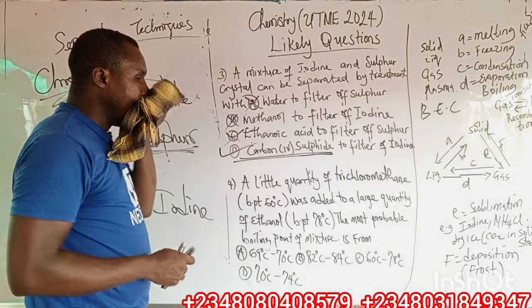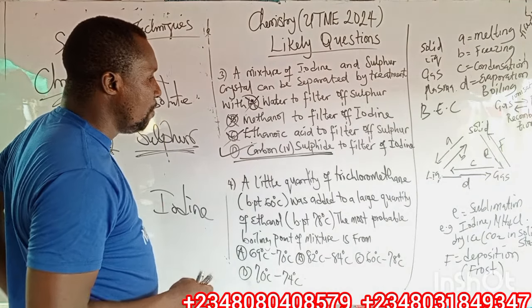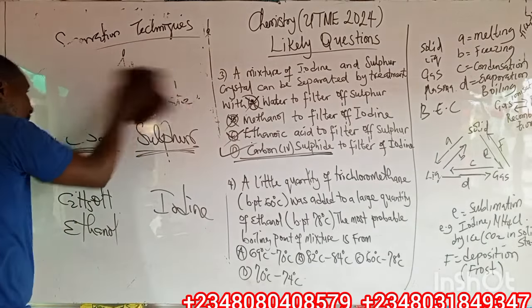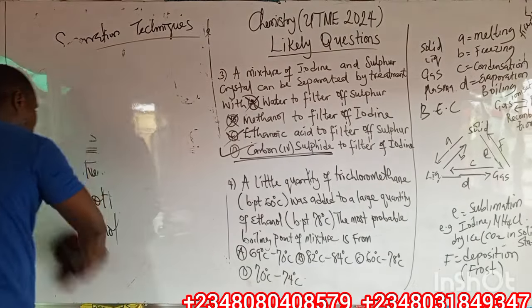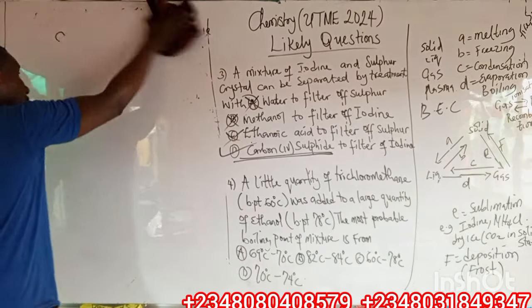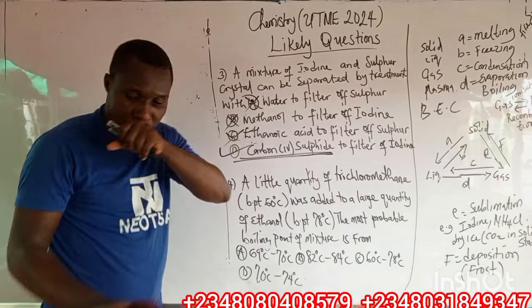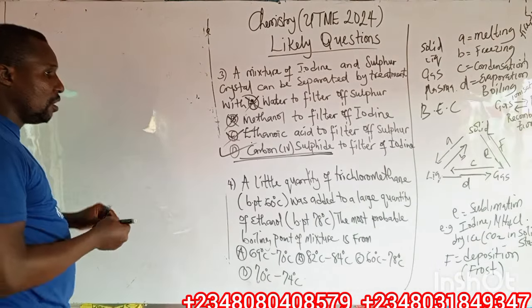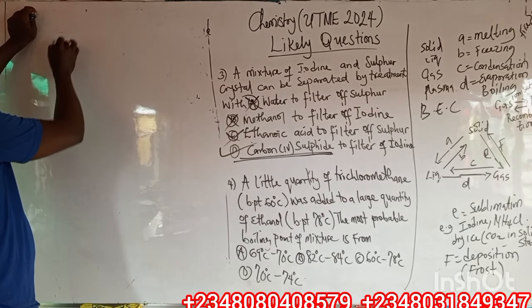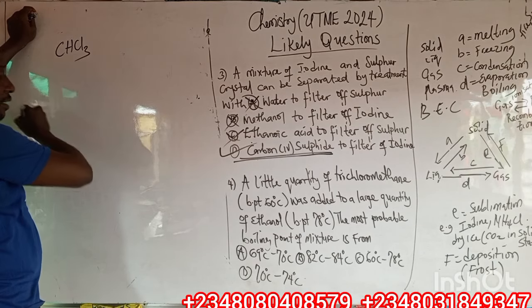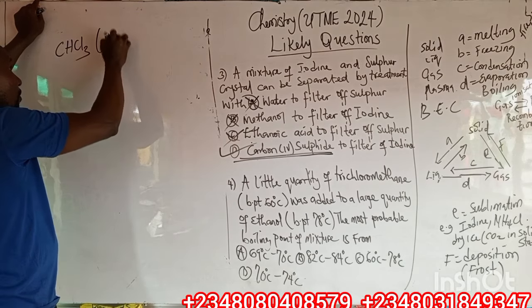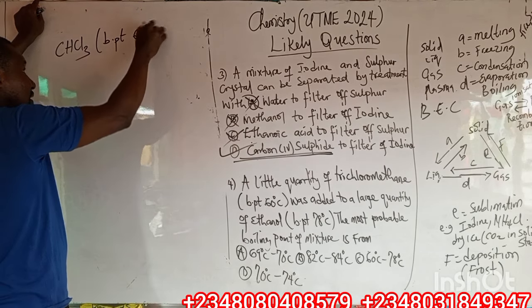Number 4 says, a little quantity of trichloromethane. I want you to listen to this. I will use this to explain some things also. A little quantity of trichloromethane. We have trichloromethane, this is the chemical symbol of trichloromethane. Boiling point is what? 60 degrees C.